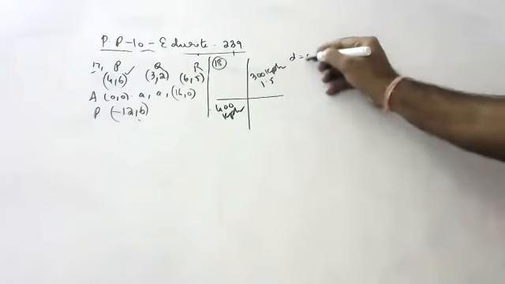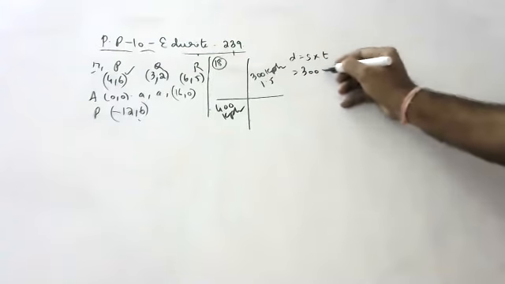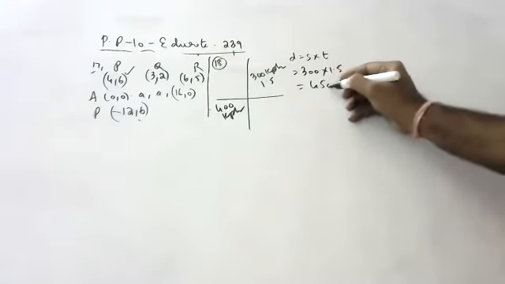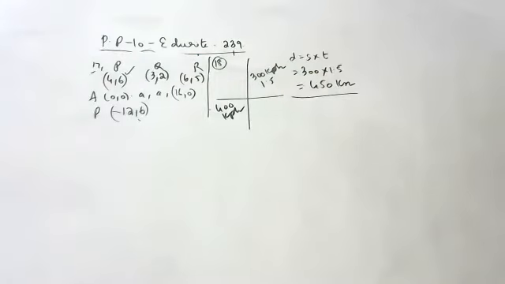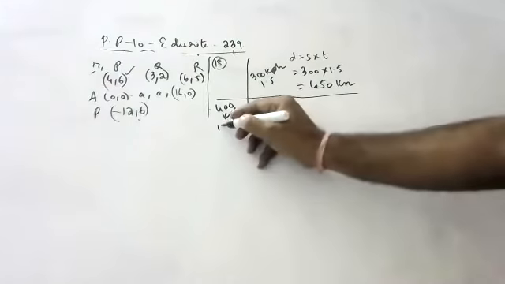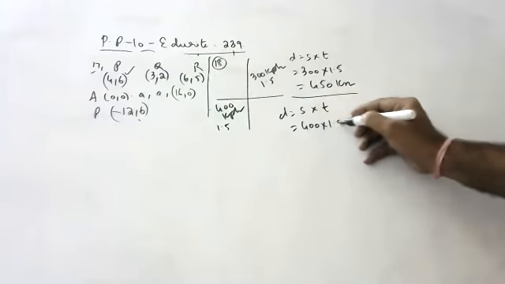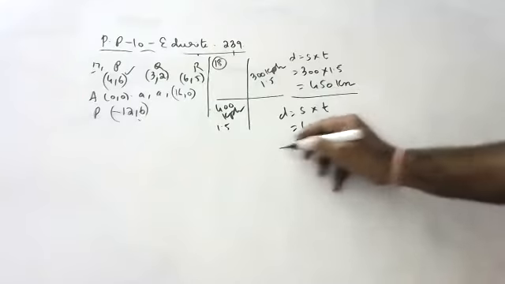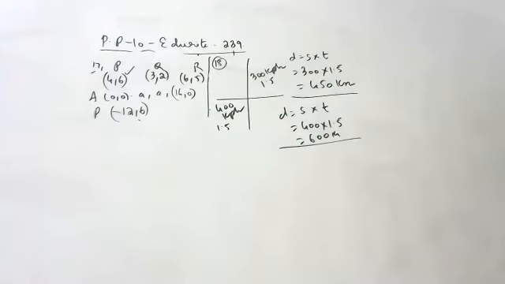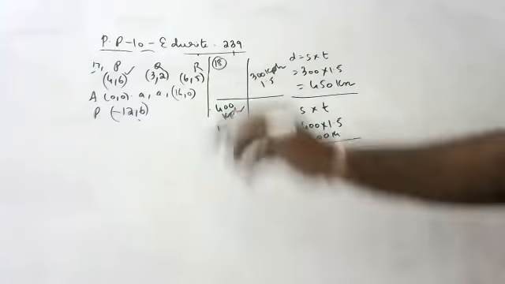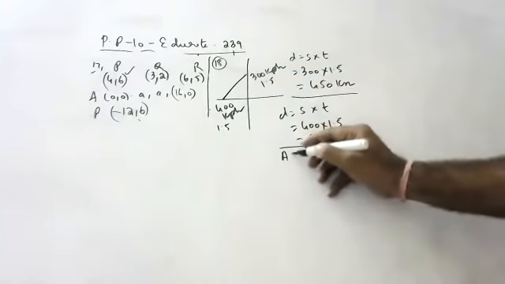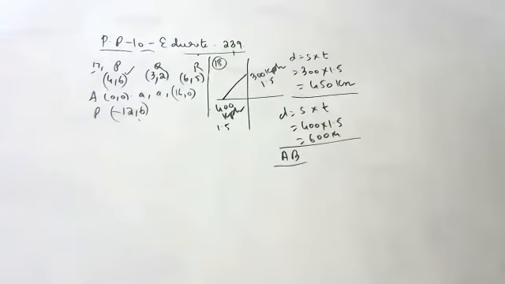Distance is equal to speed into time. 300 into 1.5 is 450 kilometers. Next. Distance traveled by the second aeroplane in the same 1.5 hours is 600 kilometers. Which of the following line segments shows the distance between both aeroplanes? AB. Which aeroplane traveled a longer distance? Second aeroplane, 600.